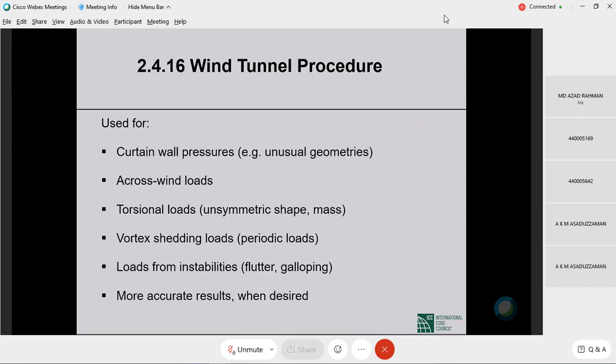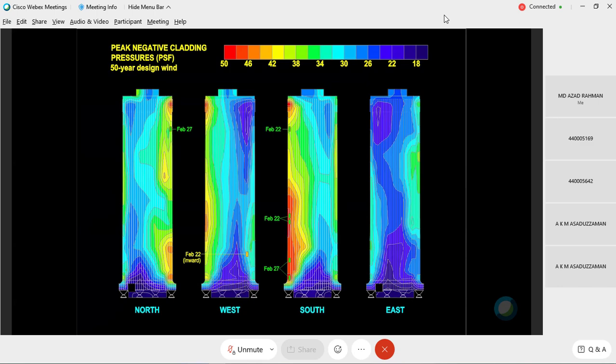Okay, for cladding design, the wind tunnel testing turns out to be very, very important. You can get a very detailed idea of what you are dealing with. It is not the cladding, the attachment of the cladding to the building that is typically the problem.